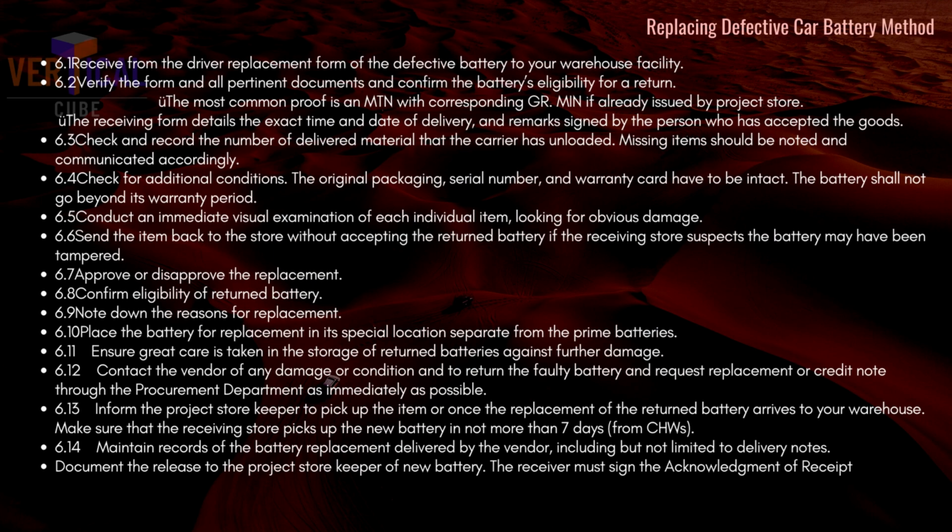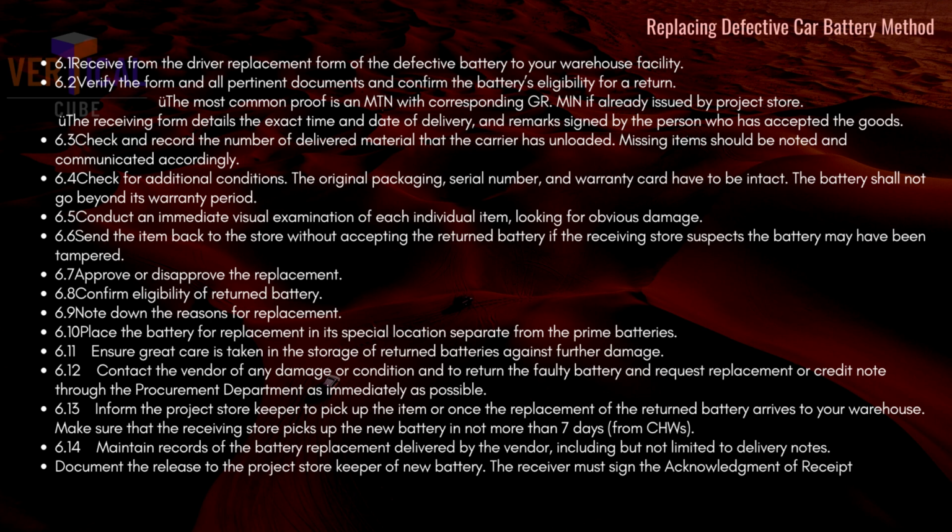Replacing defective car battery method. 6.1 Receive from the driver replacement form of the defective battery to your warehouse facility. 6.2 Verify the form and all pertinent documents and confirm the battery's eligibility for a return. The most common proof is an MTN with corresponding GRMIN if already issued by Project Store.